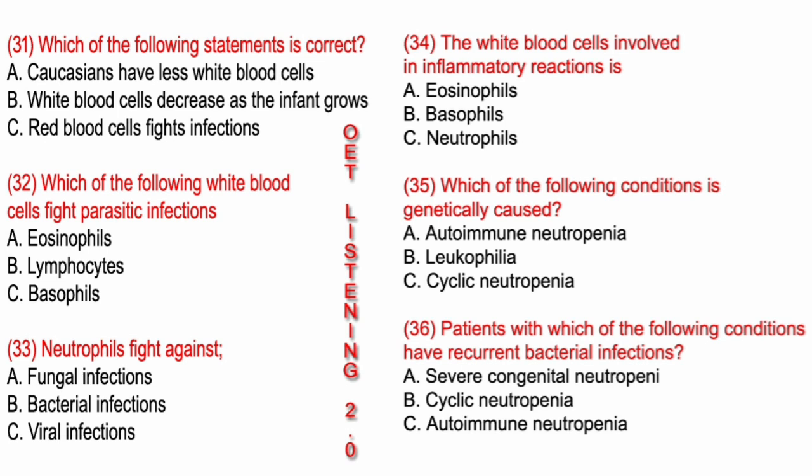Autoimmune neutropenia occurs when the body secretes antibodies that attack and destroy neutrophils. Patients with severe congenital neutropenia are born with severe neutropenia secondary to genetic mutation and have recurrent bacterial infections. Cyclic neutropenia is caused by a genetic mutation, similar to severe congenital neutropenia. However, the neutropenia does not occur every day, but in cycles of about 21 days.